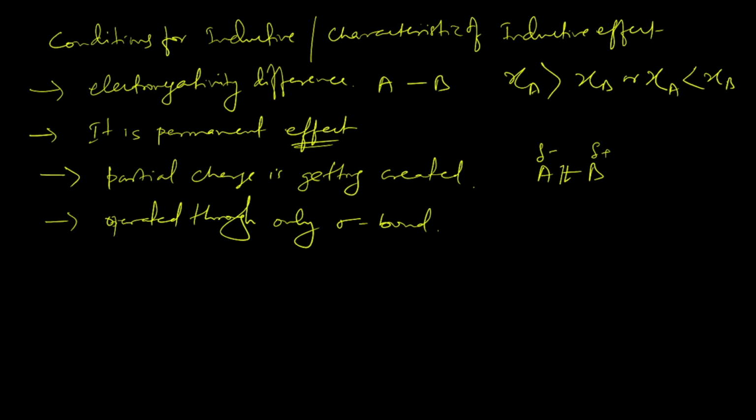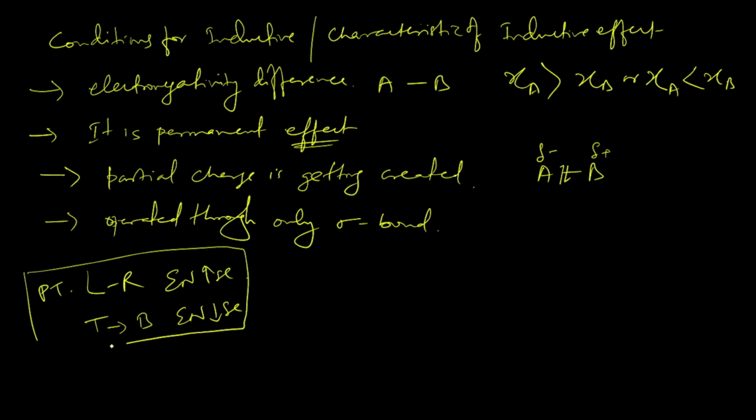Now, since the first condition itself is electronegativity, we'll see how these electronegativities work. We know that from left to right in the periodic table, electronegativity increases, and from top to bottom, electronegativity decreases. Apart from that, what is the role of electronegativity? How are we going to calculate electronegativity?